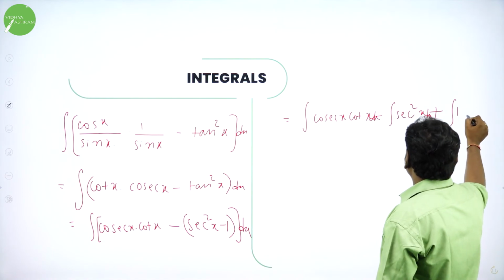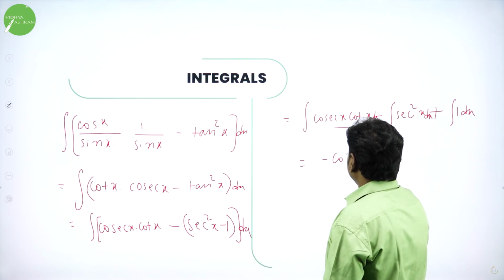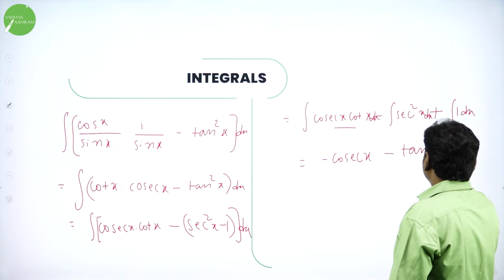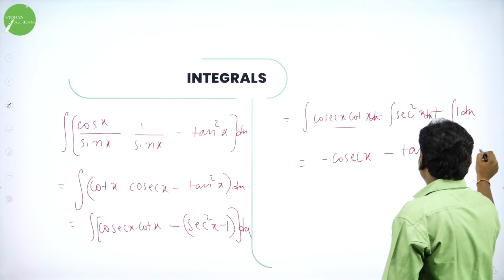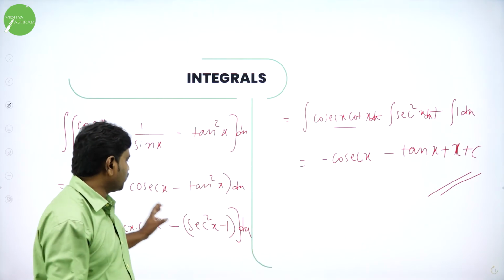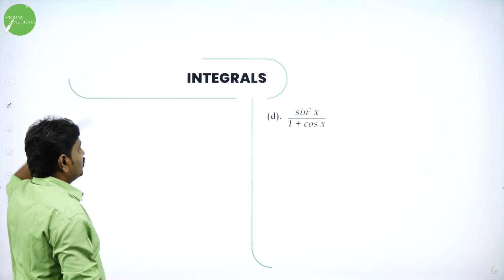So the integration of cosecant into cot is minus cosecant x. Integration of secant square x is tan x. Integration of 1 is x, plus c. So this is an important problem. Tan square x we have done. Tan square x can be written as secant square x minus 1.